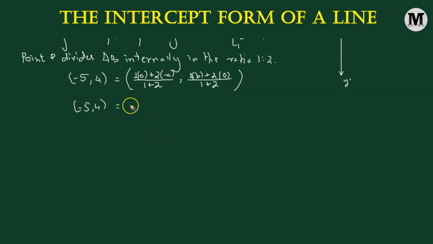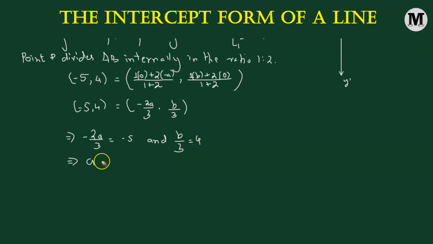This is going to be equal to, so 1 times 0, that's a 0. We have negative 2a over 3 comma, so 1 times b, that's simply going to be b, so we have b over 3. Now since two coordinate points are equal to each other, by the law of equality we can equate the x coordinate and the y coordinate separately. So negative 2a over 3 will be equal to negative 5, and the y coordinates are going to be equal, b over 3 is going to be equal to 4.